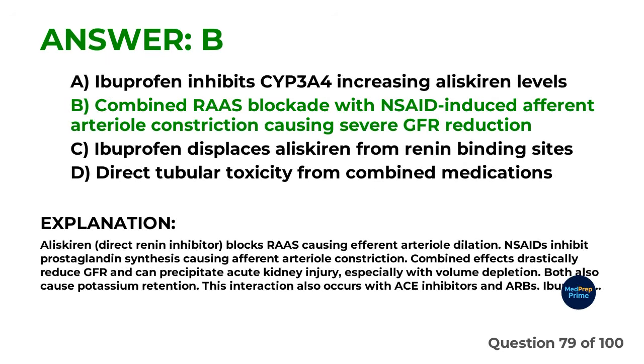Correct answer, B. Aliskiren, a direct renin inhibitor, blocks RAAS, causing efferent arterial dilation. NSAIDs inhibit prostaglandin synthesis, causing afferent arterial constriction. Combined effects drastically reduce GFR and can precipitate acute kidney injury, especially with volume depletion. Both also cause potassium retention.